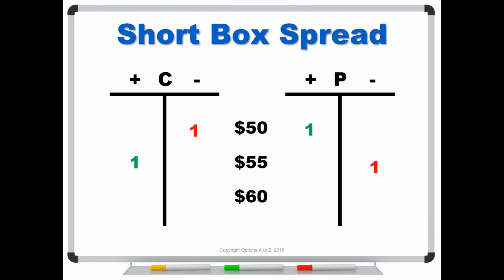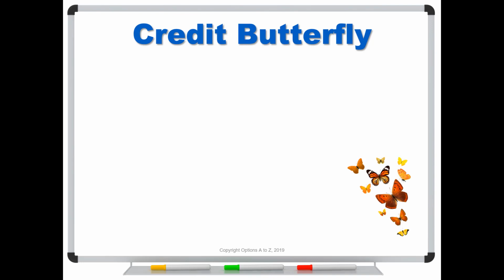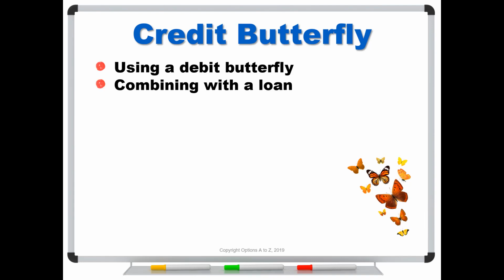So take a look at this pattern right here. This is a short box spread, and this is what you're actually doing when you use credit spreads. So let's take a look at this credit butterfly. When you do this, you are actually using a debit butterfly, and you're combining it with a loan. And it's the loan that creates the credit. So you shouldn't say that you're better off because it's a credit if part of that credit is coming from the fact that you're borrowing money.